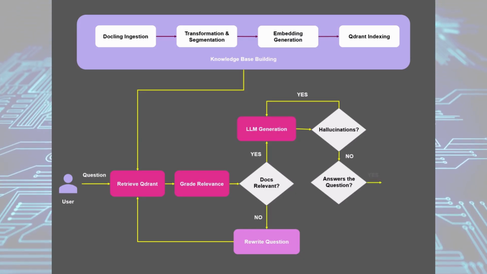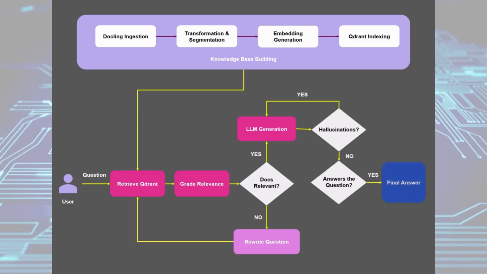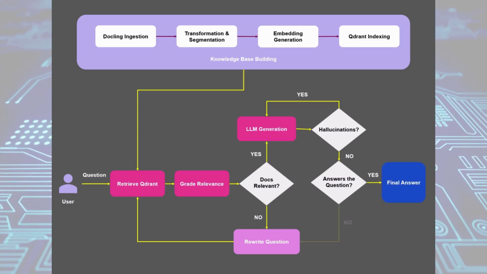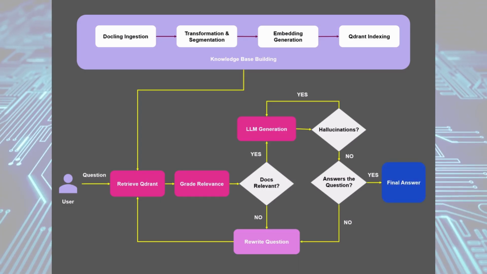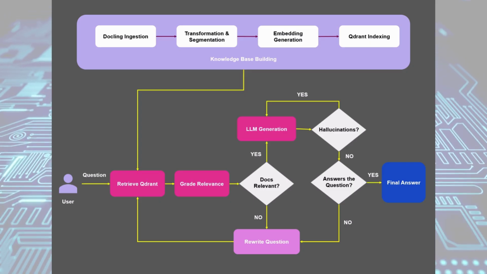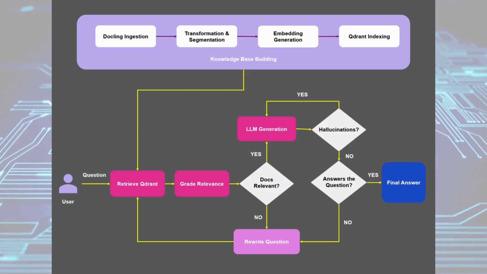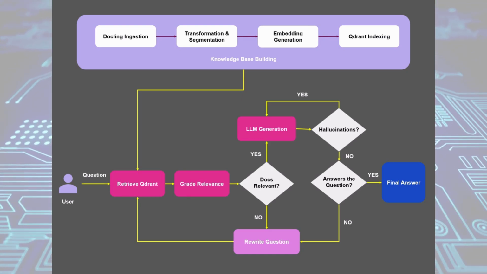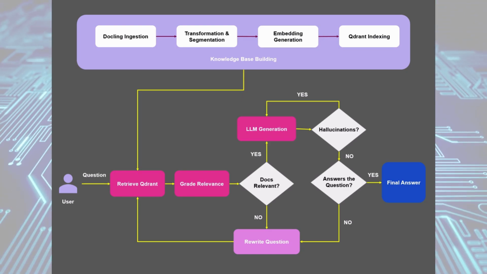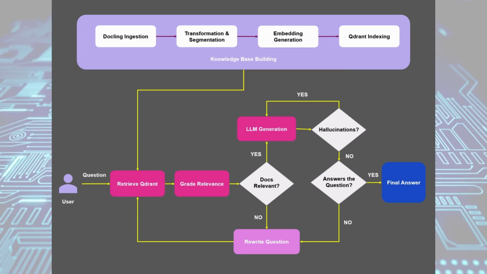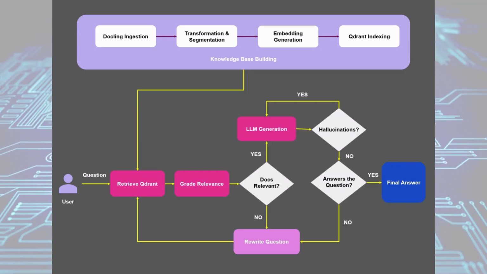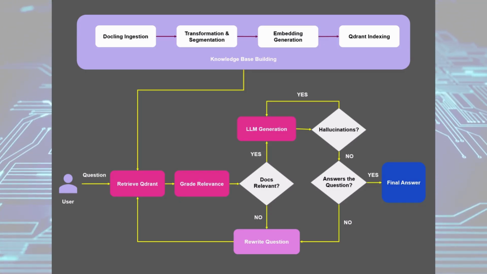If yes, it proceeds to the final answer and delivers it to the user. If no, it triggers a rewrite question to refine the input and rerun the loop. This loop continues autonomously and intelligently, cycling between LLM generation, hallucination checks, and question rewriting when needed, until a high-quality, verified, and contextually accurate final answer is delivered.